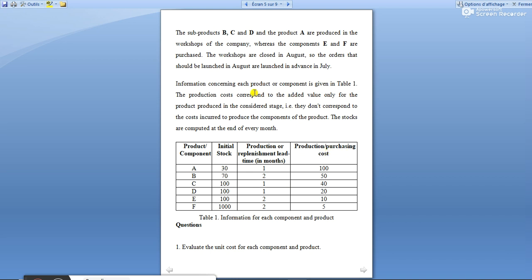It also says here that the production costs correspond to the added value only for the product produced in the considered stage. This means that this 100 euros or dollars only corresponds to the assembly or production cost for A. It does not account for the cost of making 1 unit of B, 2 units of C, and purchasing 4 units of F. Okay, now for the first question, it says evaluate the unit cost for each component and product.